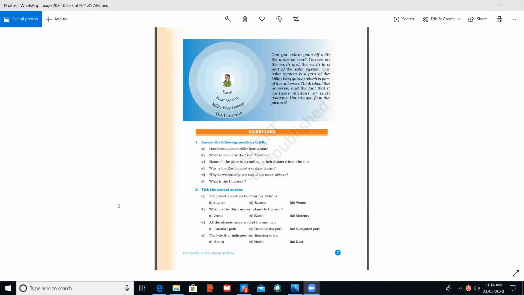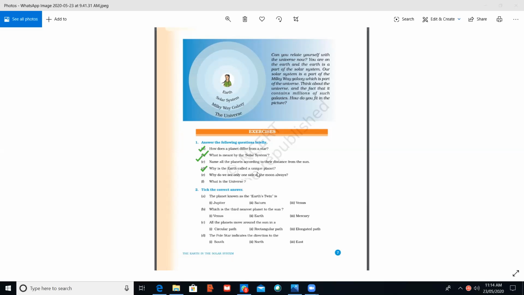So, how does a planet differ from the star? A planet differs from a star because planets do not emit their own light while stars do. Planets reflect the light of the stars. What is meant by the solar system? Solar system is an assembly of 8 planets and the sun and stars. And the planets revolve around the sun. Name all the planets and their distance from the sun.